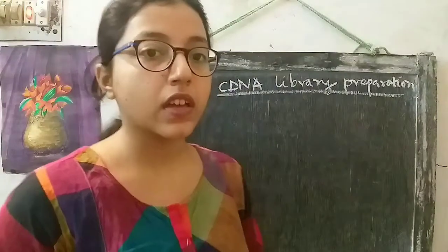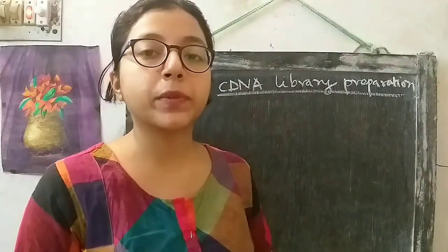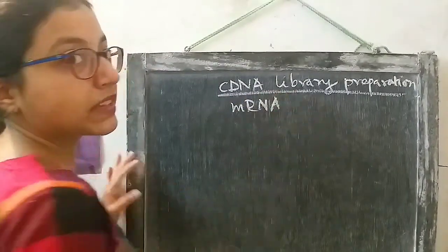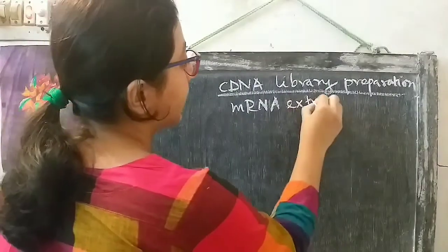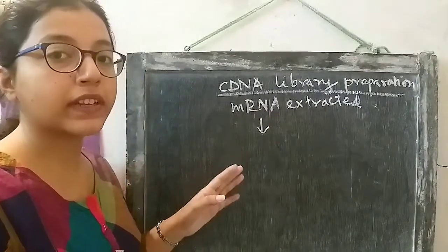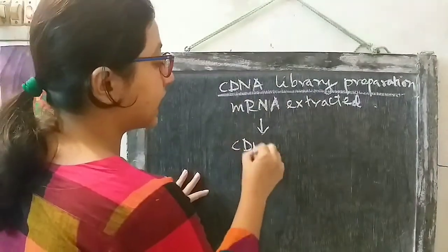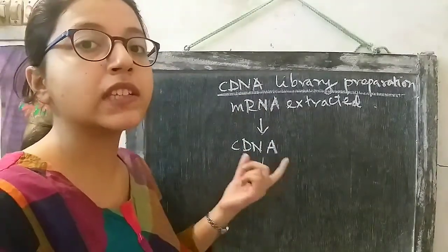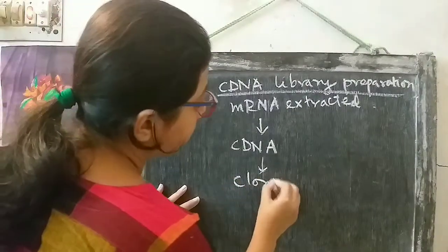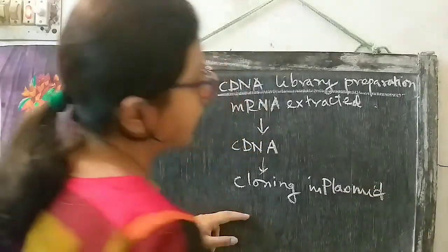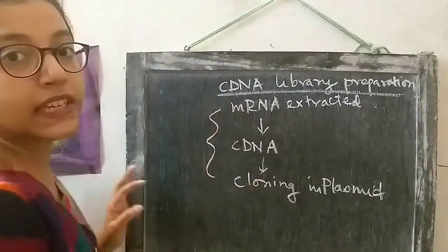Now let's look into the general procedure of cDNA library preparation. The starting material for cDNA library preparation is mRNA. So mRNA is extracted from the cell in the very first step. Then the next step is the conversion of mRNA into complementary DNA. So cDNA is prepared from this mRNA. The third and last step is the cloning of this cDNA in suitable plasmids. So this is the general procedure of cDNA library preparation.